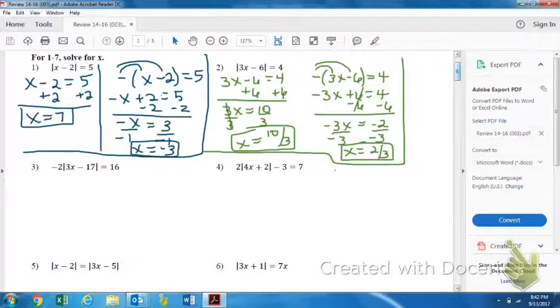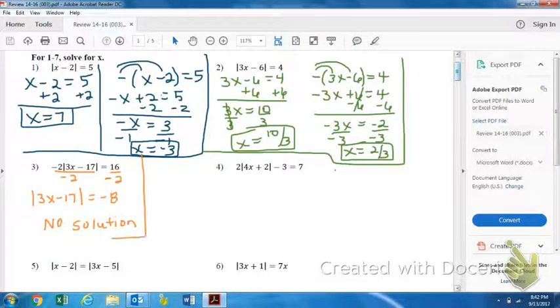Number 3, before you can separate the absolute value, you have to get it all by itself. So I'm going to divide negative 2 by both sides. There you go. And you have the absolute value of 3x minus 17 equals negative 8. Well, the absolute value cannot be a negative, so there's no value of x that will make this value true. So this is a no solution. So we go on to the next one.